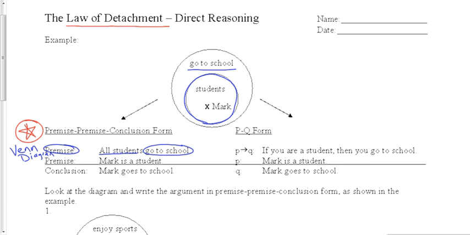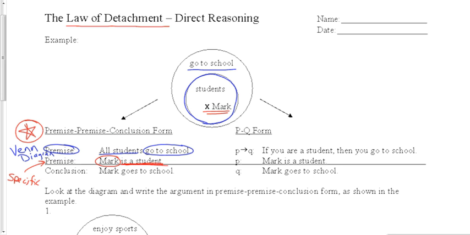The second premise is about somebody specific. So this premise is specific, right? We're not talking about all marks, we're talking about a single mark. And when I put a single item into a Venn diagram, I mark it with an X. It's not a circle because it's not a set of marks. It's just one particular person named Mark. And because Mark is inside of the student circle, I know that Mark is a student.